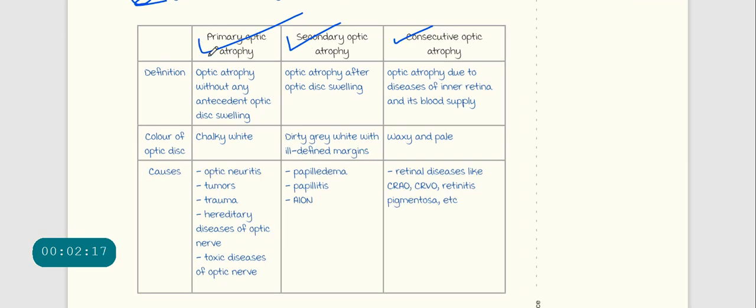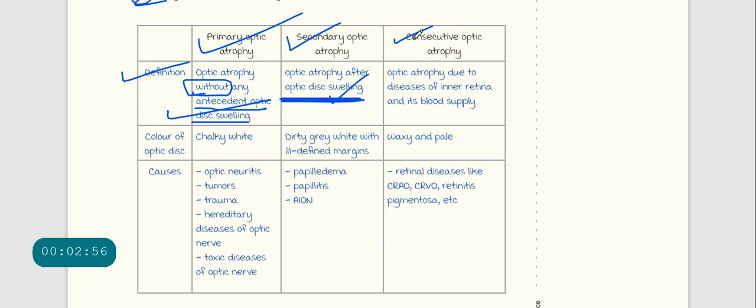So primary optic atrophy. The definition, what are you going to see in primary optic atrophy? Optic atrophy without any antecedent optic disc swelling. There is no optic disc swelling over here, and here you can see atrophy after optic disc swelling. So secondary atrophy is after the optic disc swelling. The primary atrophy is without the optic disc swelling. In secondary there is swelling, in primary there is no swelling.